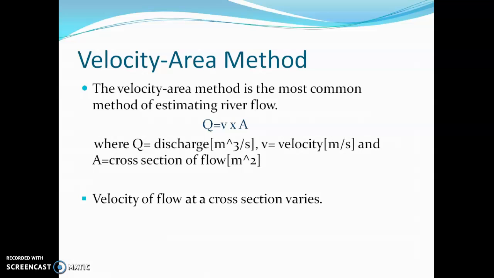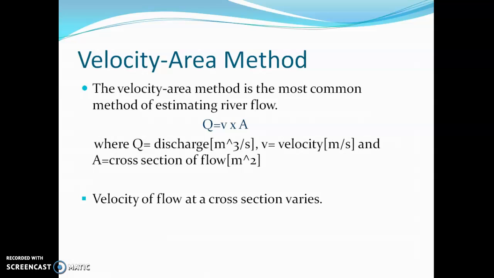Velocity area method. The velocity area method is the most common method of estimating river flow. As the term implies, the flow is the product of the average velocity in the cross section and the cross sectional area of flow.